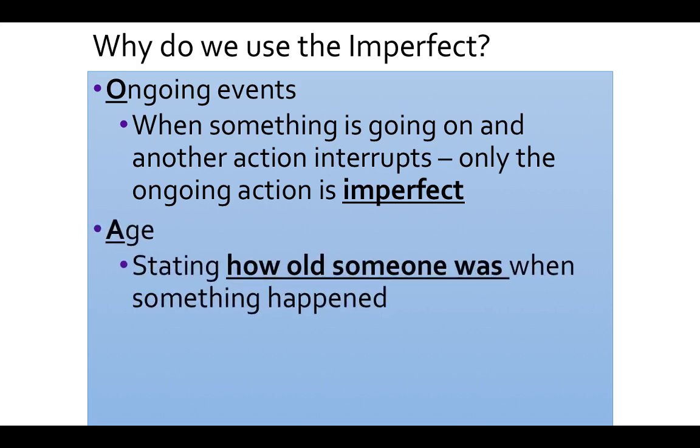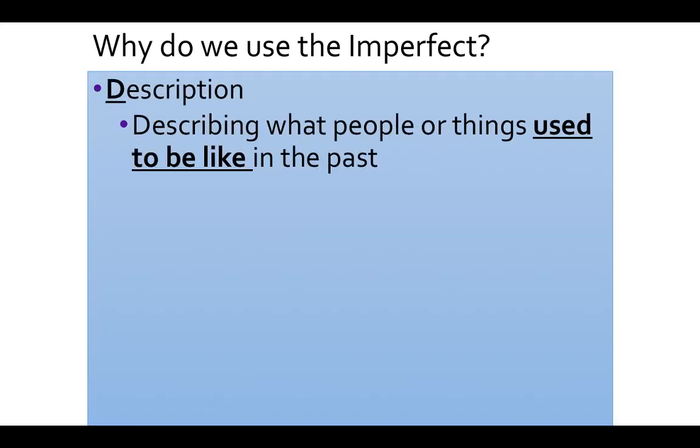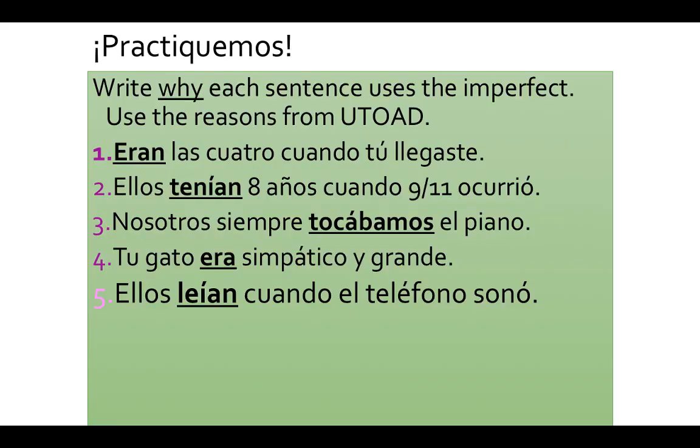We use as well for UTOAD, the A in UTOAD stands for age. When we're saying someone was a certain age, Alex tenía 20 años, he was 20 when blah, blah, blah, the age. And the last one, the D, refers to descriptions, what people or things used to be like in the past. So she was really pretty, she was an athlete, she was really nice, all those would be in the imperfect. Okay, so give these a try. Tell me why we would use UTOAD in each of these situations.